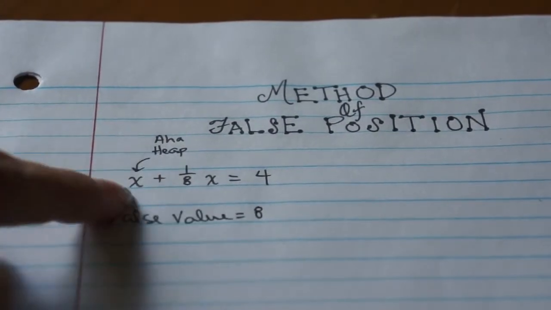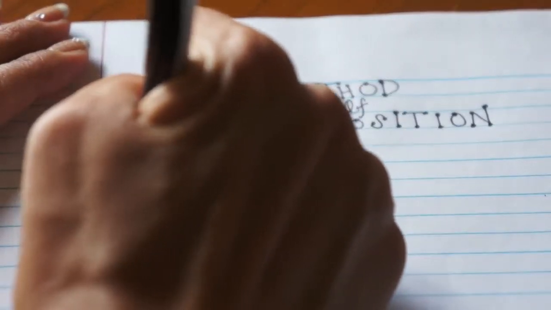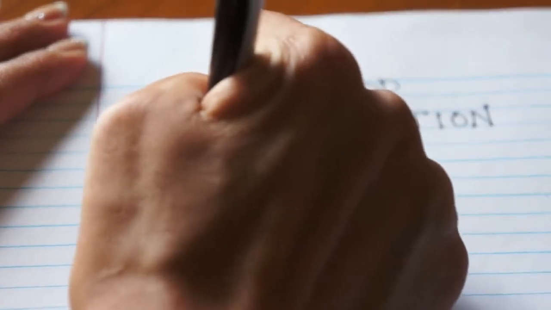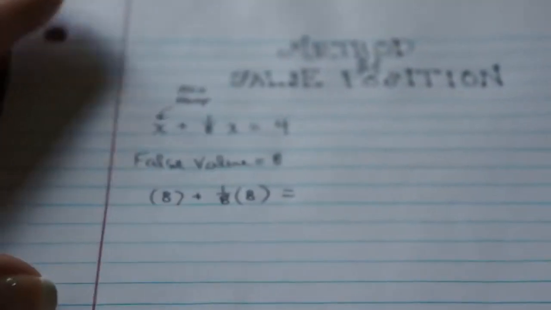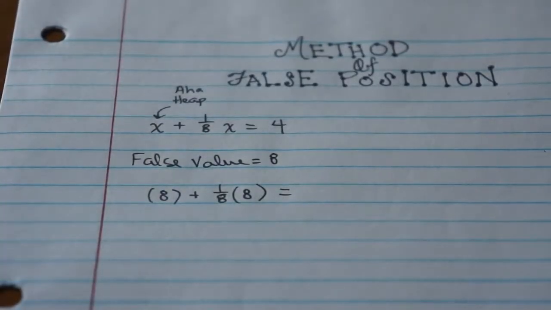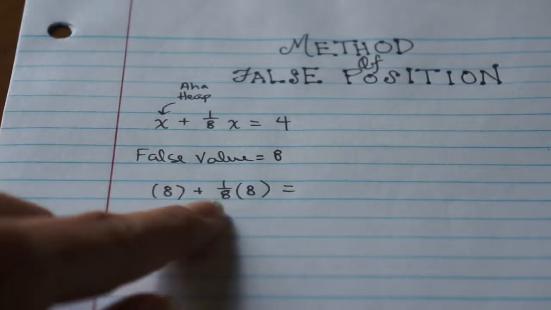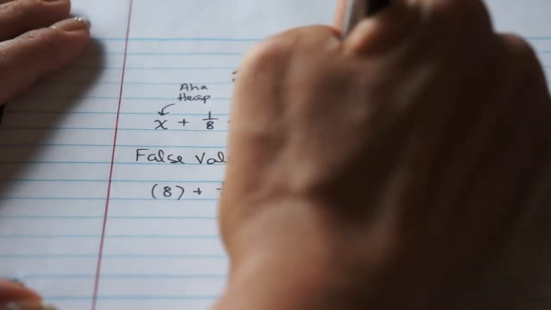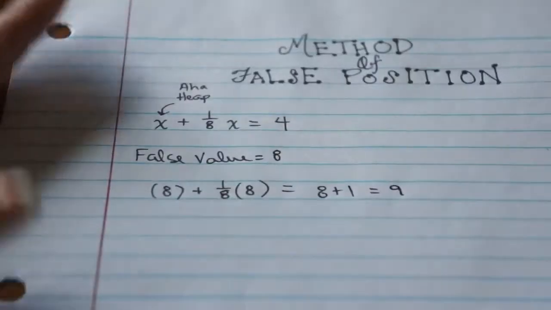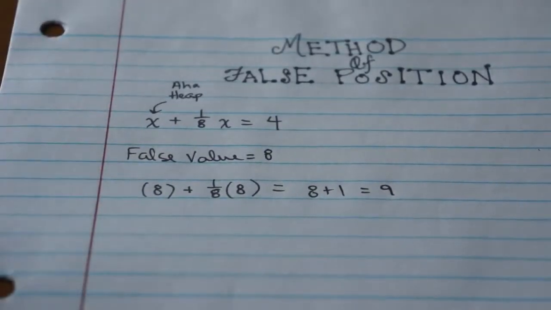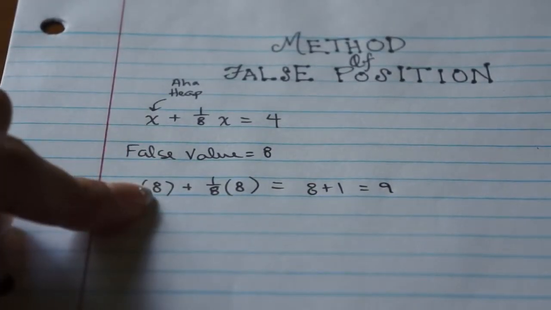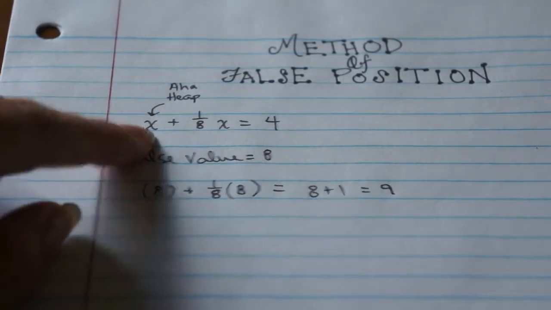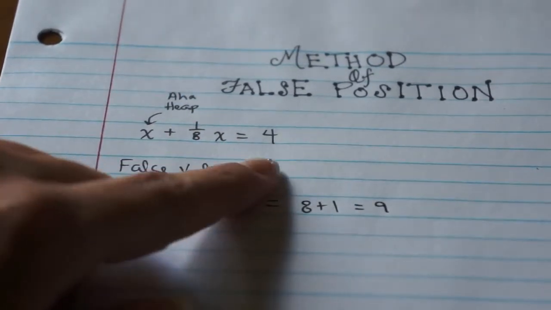So I'm going to take that 8 and plug it in for each of the heaps. So we have 8 plus 1/8 of 8. Okay, and so now you might see why I picked 8. It should be pretty obvious because these are reciprocals. 1/8 times 8 is 1. So we would actually have 8 plus 1, which is 9. So we picked a number, 8, we plugged it into this equation, and we got 9. We meant to get 4.